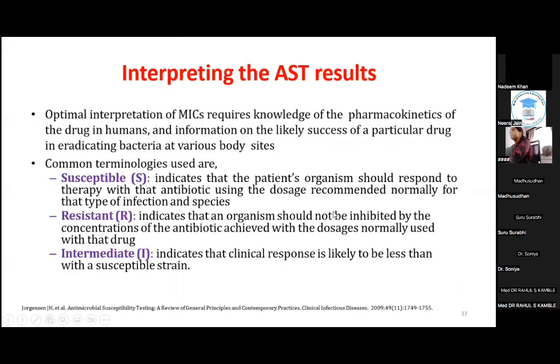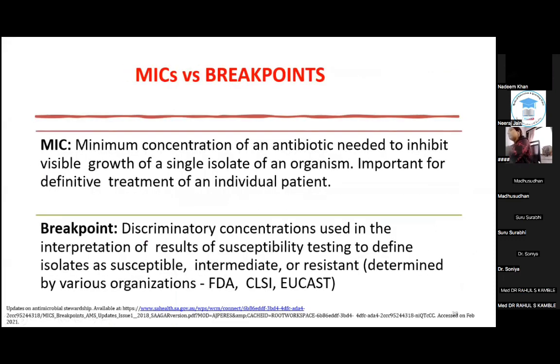Now, let's see what a breakpoint is. When we get the microbiology report, usually in one column we get the antibiotics, in another column the sensitive or intermediate category, and in the third column the MICs. But the healthcare provider should also parallelly ask for the breakpoints, or the microbiologist should provide the breakpoints, or the breakpoints should be there in the clinical setting to understand how to interpret the MICs.